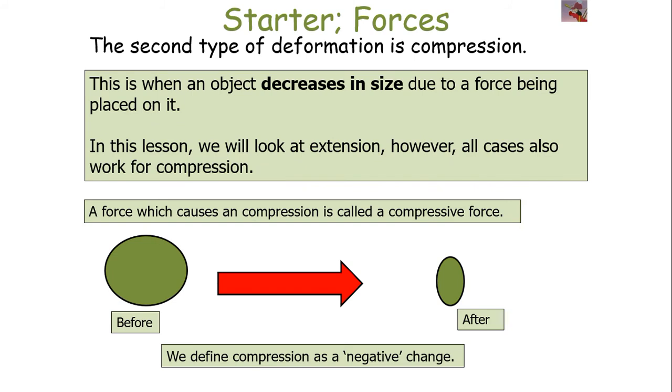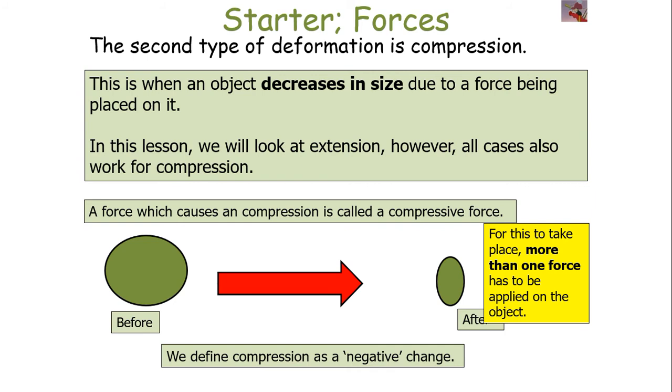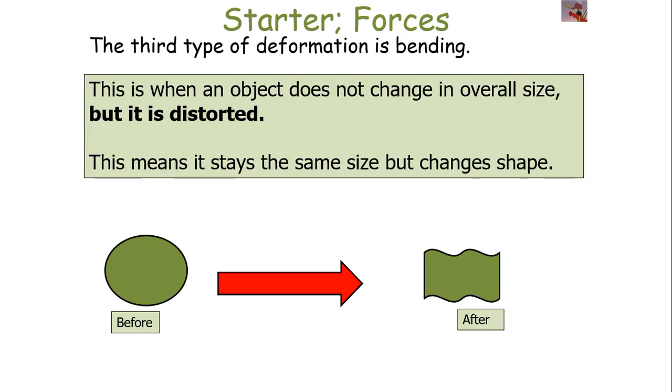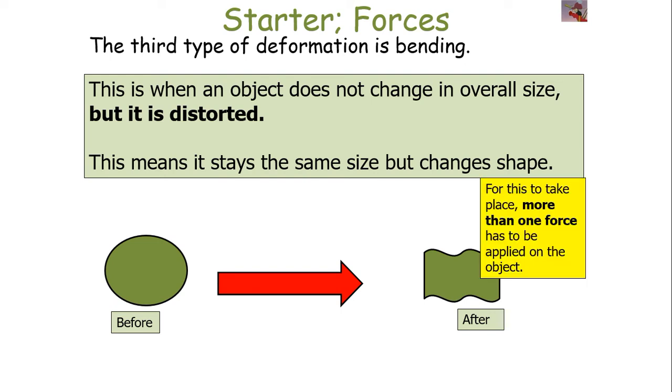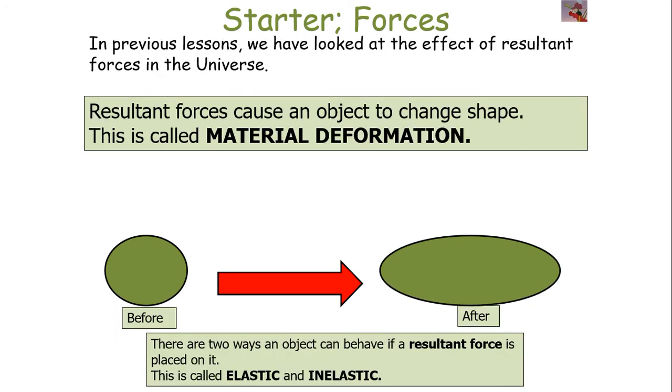An object can decrease in size due to a force placed on it, and this is called compression, and it's caused by a compressive force. So when a compressive force is applied, the object will get smaller in size. But once again, it's a resultant force, so more than one force has to be applied on the object. Now, an object does not have to change overall size, but can change shape if a resultant force is placed upon it, and we call that distortion. So once again, more than one force has to be applied onto the object because it's a resultant force.